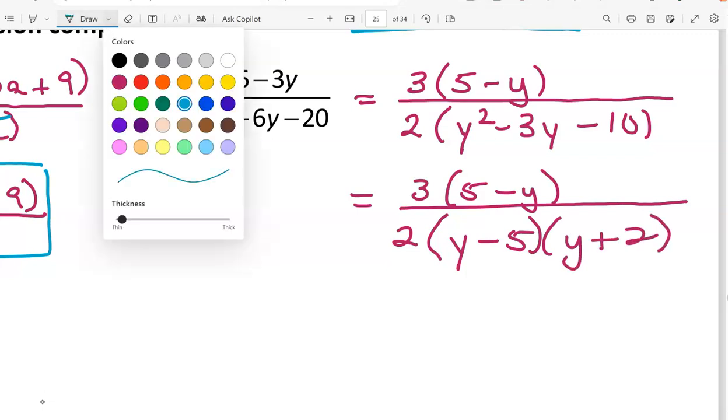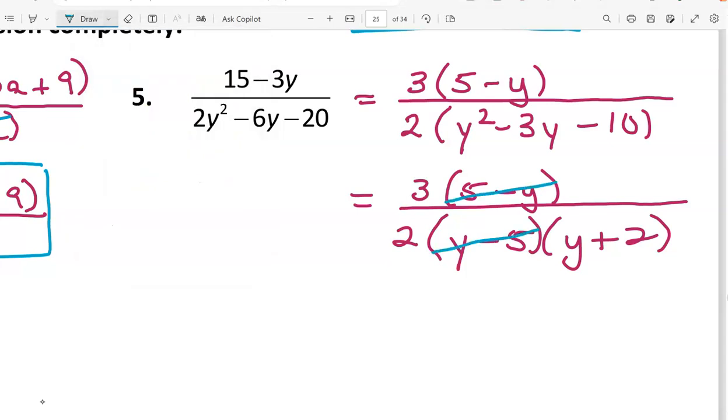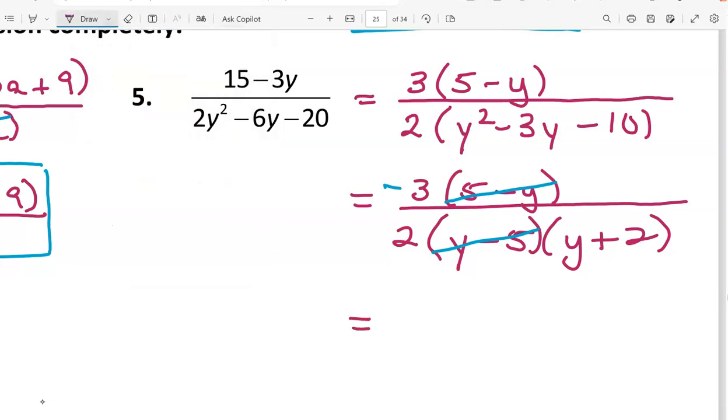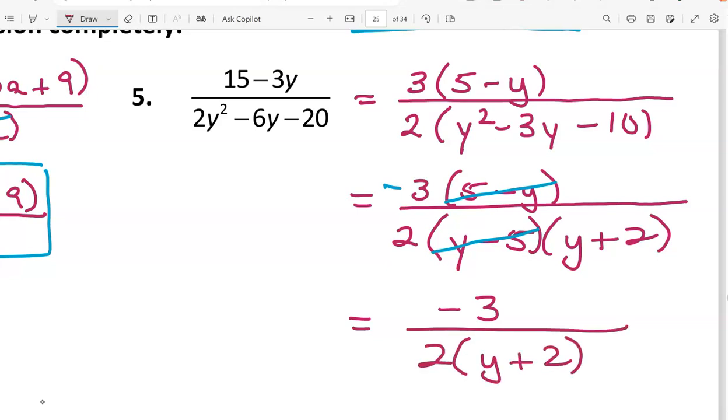We'll notice that 5 minus y and y minus 5 are opposite factors. When they divide out, we leave a quotient of -1. So our end result is -3 divided by 2 times the quantity y plus 2.